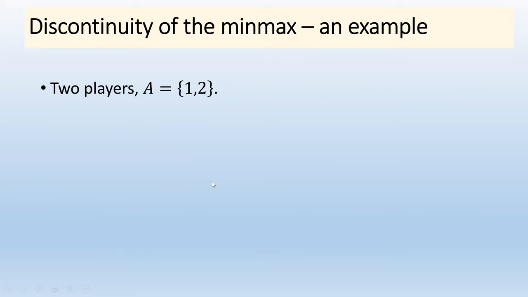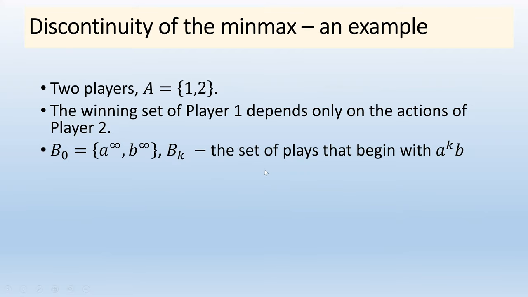So consider a game with two players, player one and player two, a zero-sum game. The winning set of player one depends only on the actions of player two. And player two has two actions in each period, A and B. And now we begin to define an increasing sequence of winning sets. The first set that we define is B0, and it consists of two plays, the play of playing infinitely many times A, and the one where we play infinitely many times B.